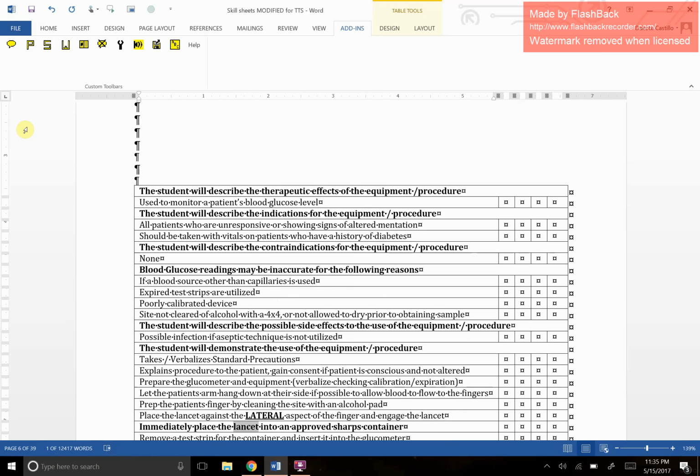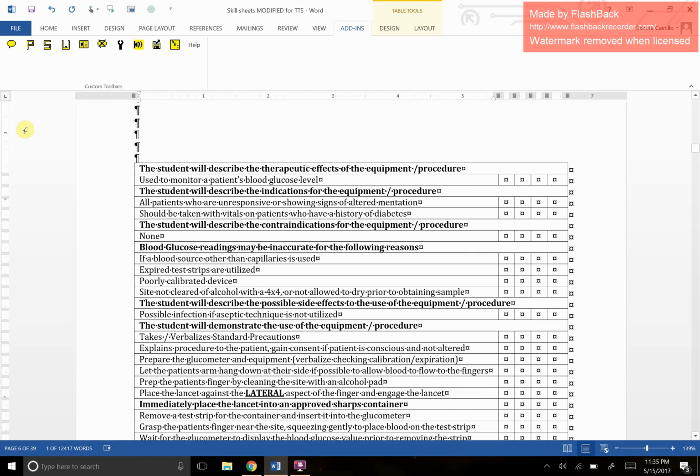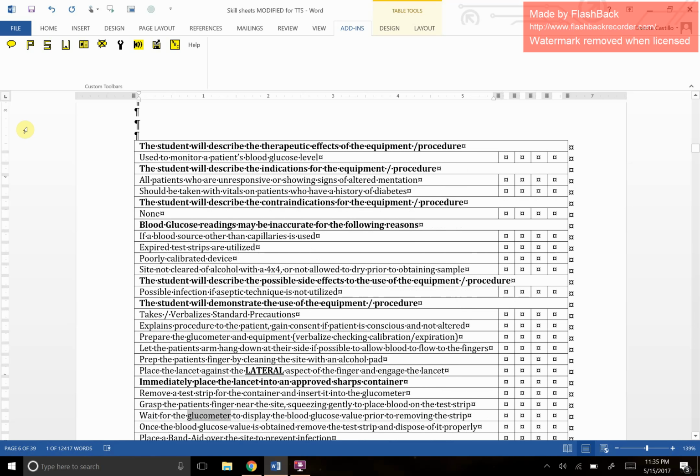Immediately place the lancet into an approved sharps container. Remove a test strip from the container and insert it into the glucometer. Grasp the patient's finger near the site, squeezing gently to place blood on the test strip. Wait for the glucometer to display the blood glucose value prior to removing the strip. Once the blood glucose value is obtained, remove the test strip and dispose of it properly.